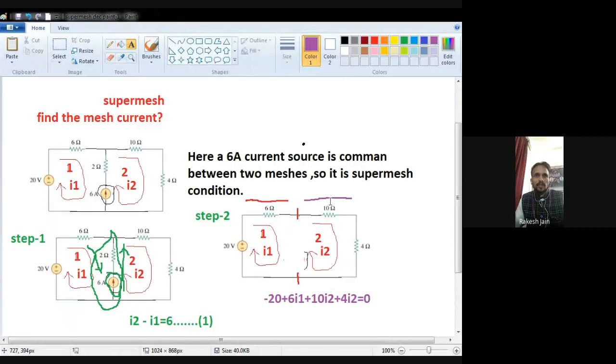Very simple question. So the second step is remove that branch from the question completely, which makes this question a super mesh. So which branch makes it super mesh? This 6 ampere branch, the common branch makes it super mesh. So remove it completely. I just remove it from the question.